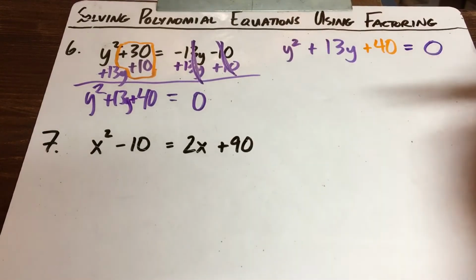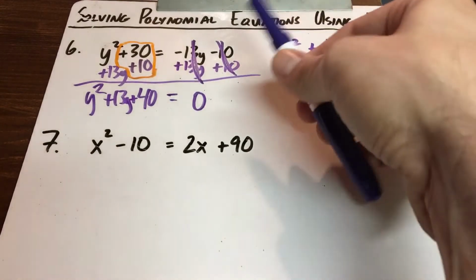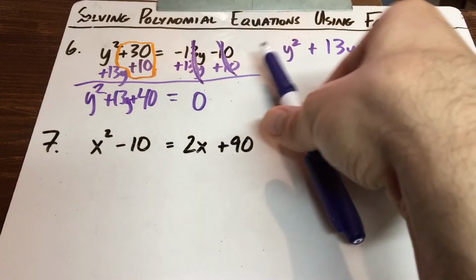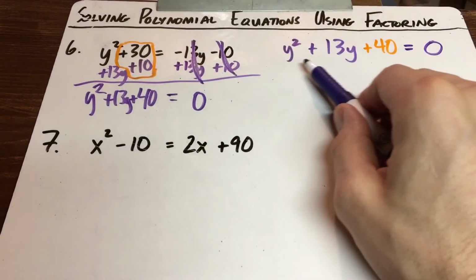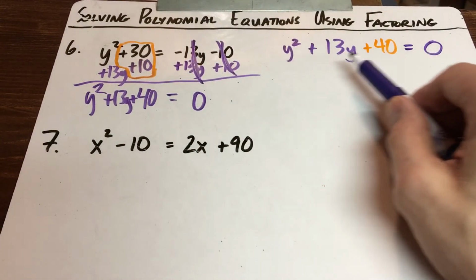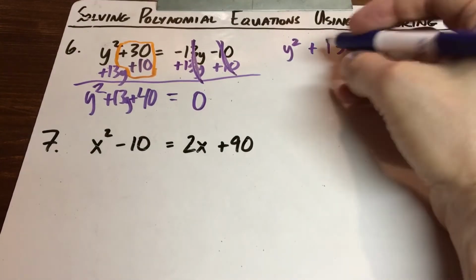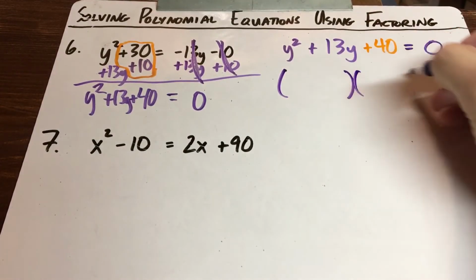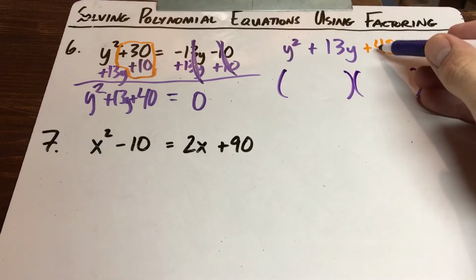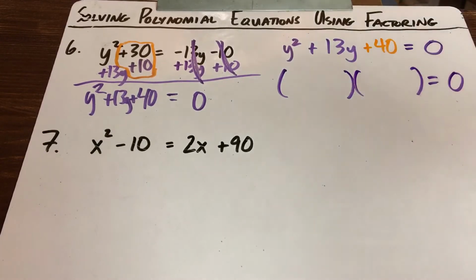This is what I mean when I say make it equal 0. Cancel all the stuff out on one side, move it over to the other side so that you can write it neat and nice like this where it equals 0. And now we can do what we did all day yesterday and all day today. Can we come up with 2 numbers that would multiply together to equal 40, that would add up to equal 13?